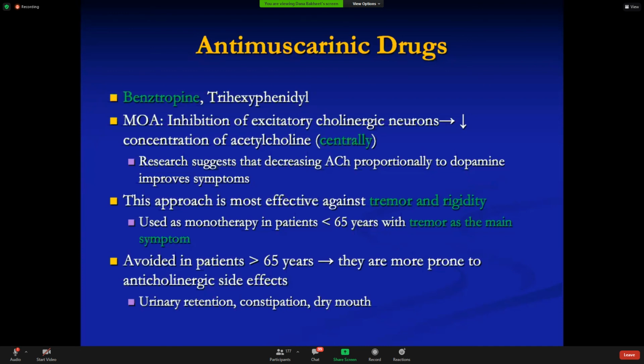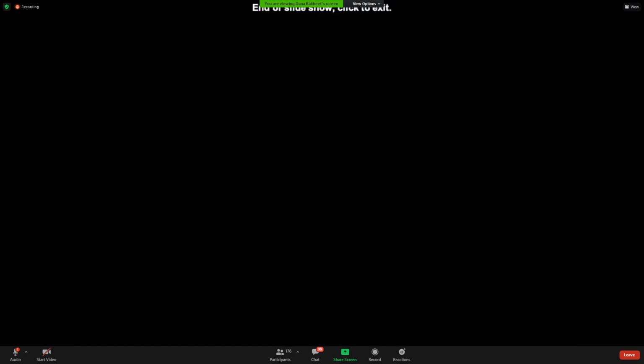Now, they avoid it in patients more than 65. You have to remember this also, because they are more prone to anticholinergic side effects: urinary retention, constipation, and dry mouth. Also if they have prostate hyperplasia, as most males above 65 years old do, and you have urinary retention, you are worsening their case. That's why you avoid them in patients more than 65. They are given in patients less than 65 only in case they have only tremor. I think this is the last one.